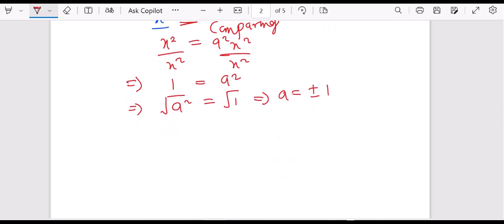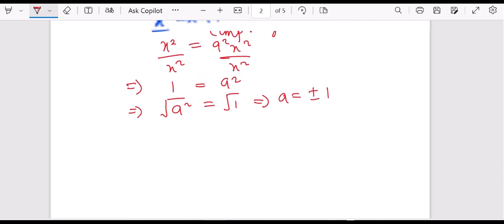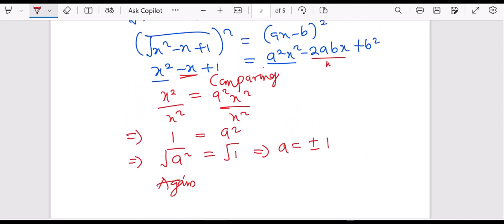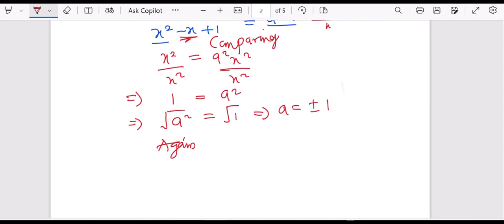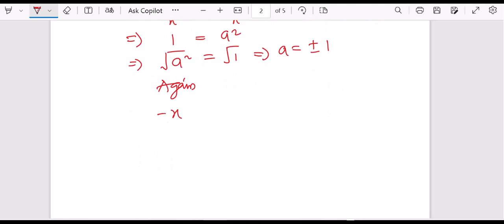Okay, so again we have this side and this side, so we compare the two. So we have negative x equals negative 2abx. Or you can divide here by negative x, here by negative x, and this will go, this and this will go. We get 1 equals 2ab. But remember the values of a are 2.